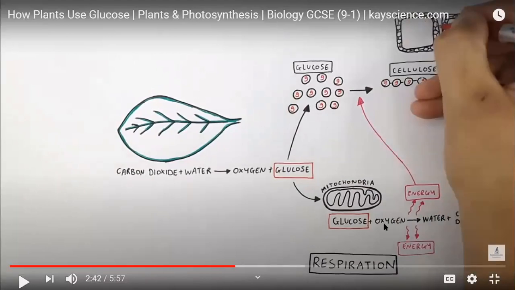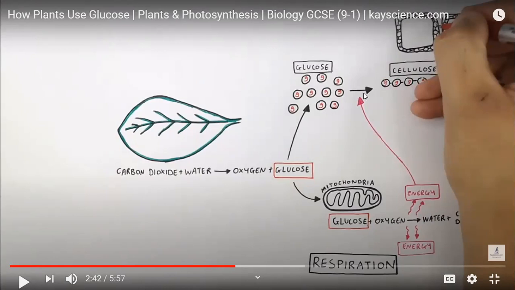Now, whatever energy you have released from mitochondria, you are using this energy to make cellulose. Cellulose is made up of a large number of glucose molecules. You're just combining them together, making them link together. This linking needs energy. This energy is coming from the mitochondria, where you had used the glucose with the oxygen and did respiration. So the respiration is helping the plant to create the cellulose.